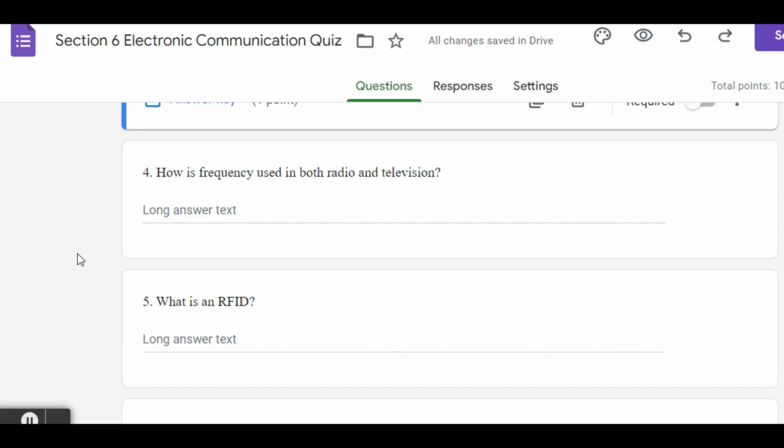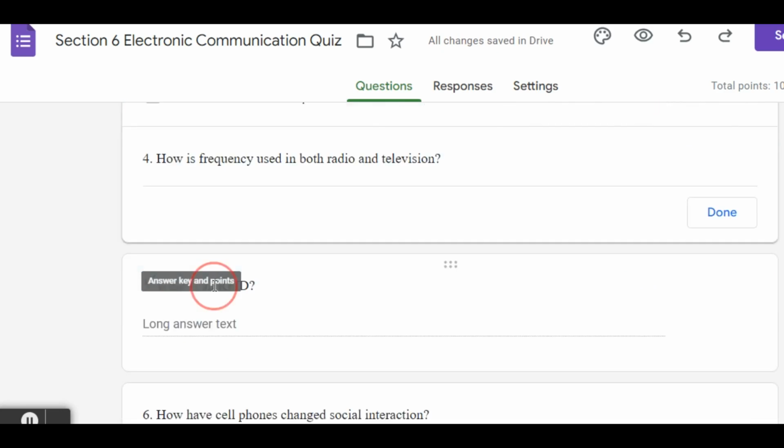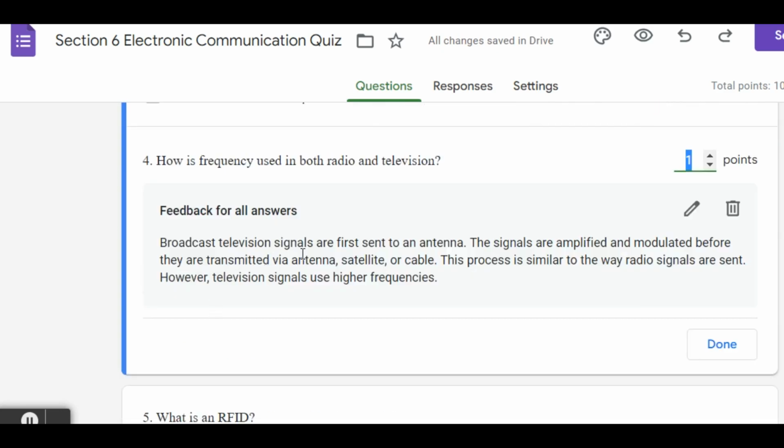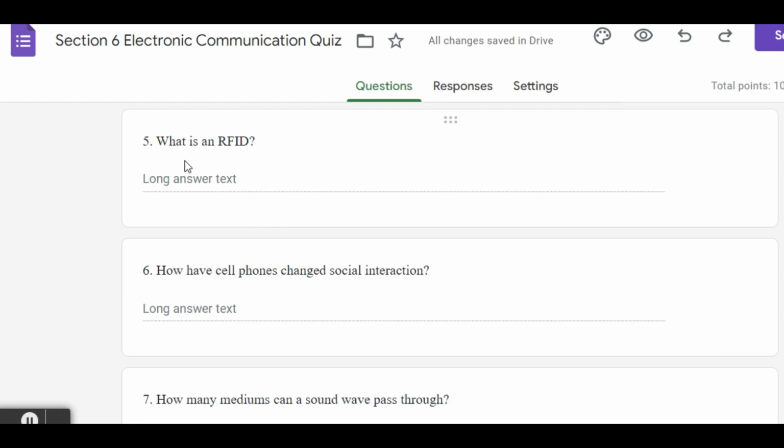Number 4, how is frequency used in radio and television? Broadcast television signals are first sent to an antenna. The signals are amplified and modulated before they are transmitted via antenna, satellite, or cable. This process is similar to the way radio signals are sent. However, television signals use higher frequencies.